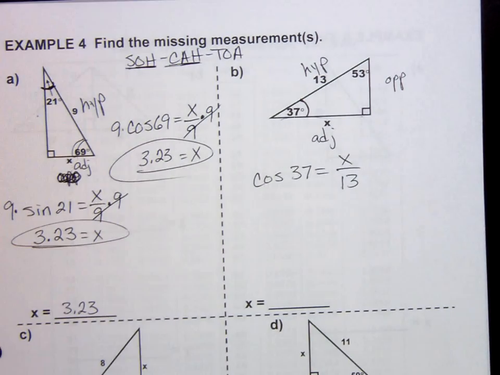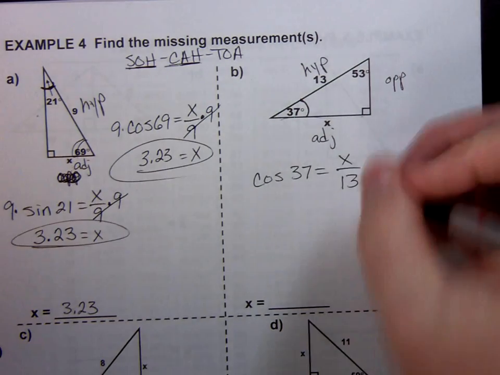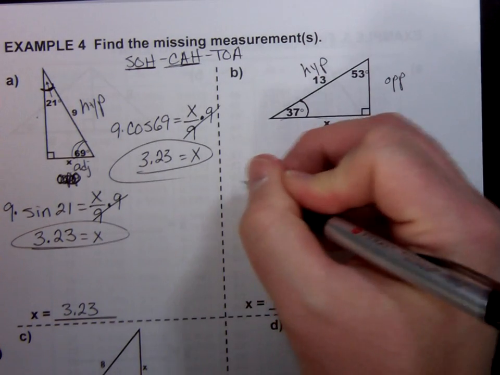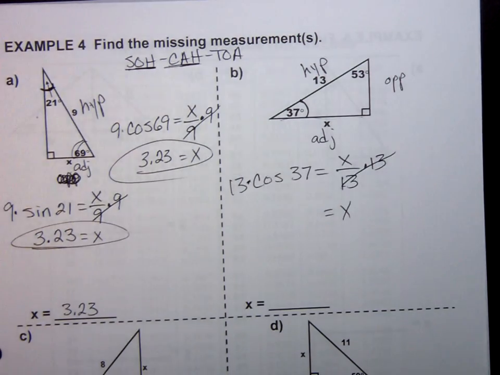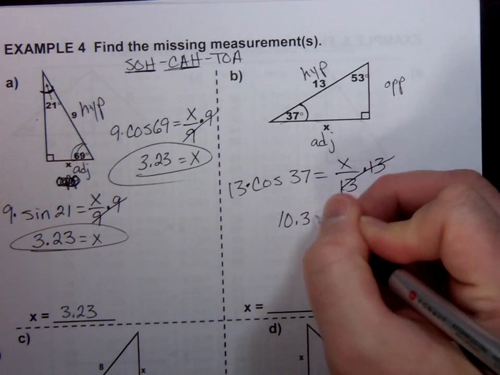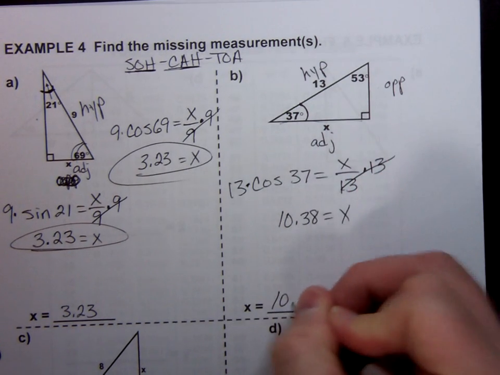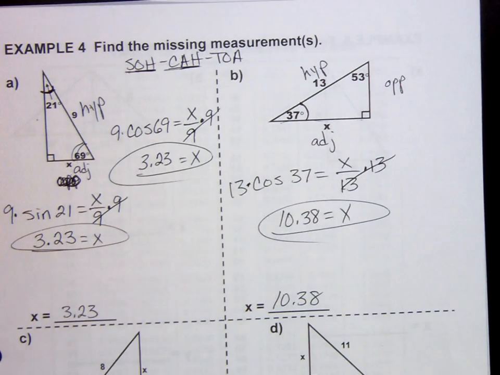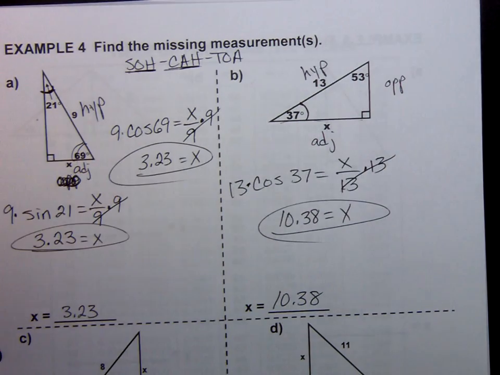So there's the equation. Solve for x. It's being divided by 13, so I multiply by 13. Do it on one side, then I got to do it on the other side to keep the equation good. So I'm typing in the calculator 13 times the cosine of 37. And I should get approximately 10.38. Again, we're just going to round to nearest hundredth on all the problems on this assignment.